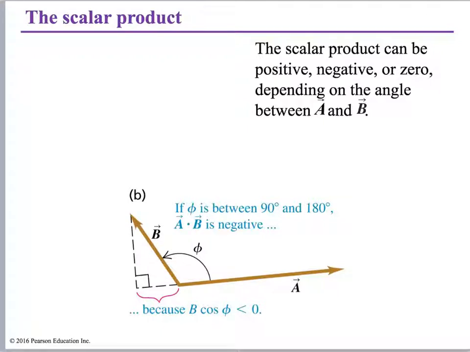We have a situation where the angle between the two vectors is obtuse. Notice here, this angle is bigger than 90 degrees. Then the projection of B onto A is actually in this direction. It's in the negative direction. So this is a negative value. And so then when we multiply the two together, we get A dot B is going to be a negative value.